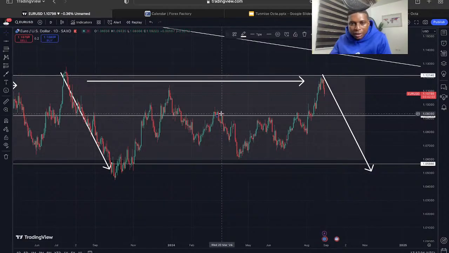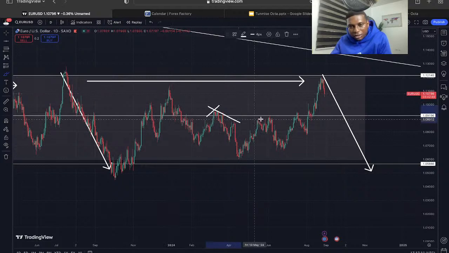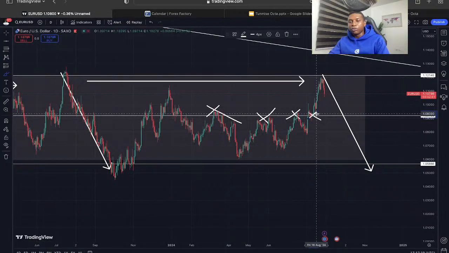You see that price had a first touch here. Let me get my pen. Price had a first touch here, nothing happened. Second touch, nothing happened. Third touch, nothing happened. And then the fourth touch, something happened, and that led to a breakout.